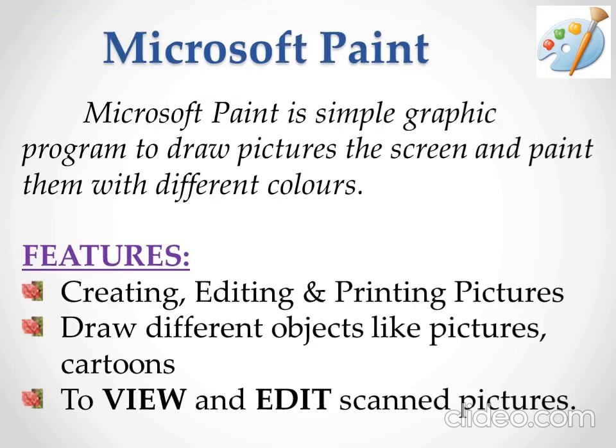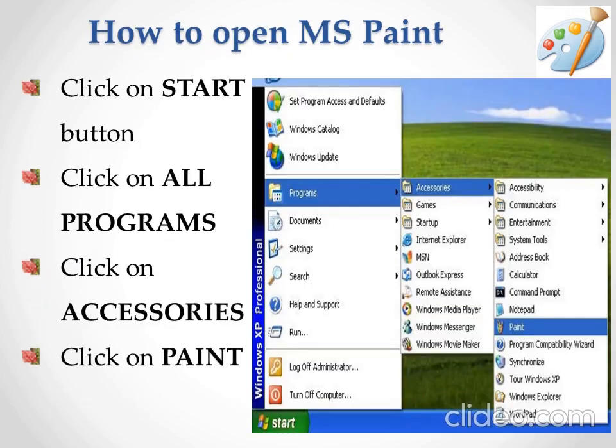Now what is Paint? You all like to draw, right? So that is a software in which we can draw, color, do any kind of effects to the paint. So Microsoft Paint is one of the simple graphic programs which allows us to draw pictures on the screen and paint them with different colors. So what are the features? We can create, we can edit, print pictures, and we can also draw different objects like pictures, cartoons, and so on. And we can view them, we can edit them, we can scan them also.